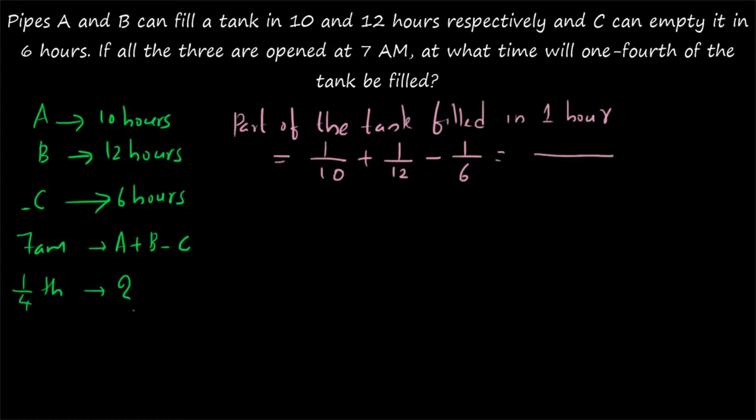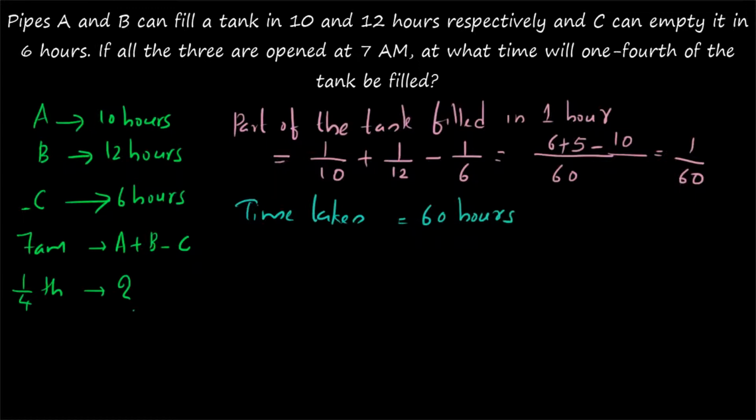LCM of 10, 12 and 6 is equal to 60. So 10 into 6 plus 12 into 5 minus 6 into 10, so we will be getting 1 by 60. So how much time will it be taking? If 1 by 60 part of the tank is filled in 1 hour, the time taken will be the reciprocal of that, 60 hours. So 60 hours will be taken for the tank to be full.